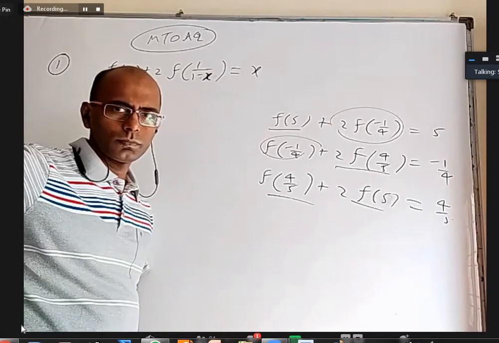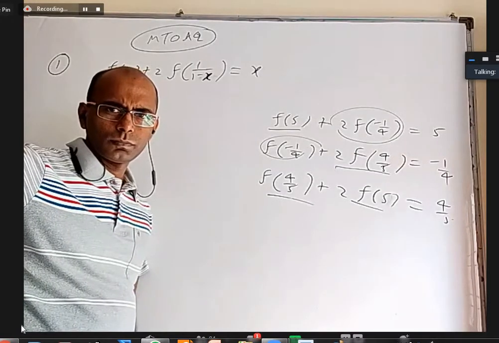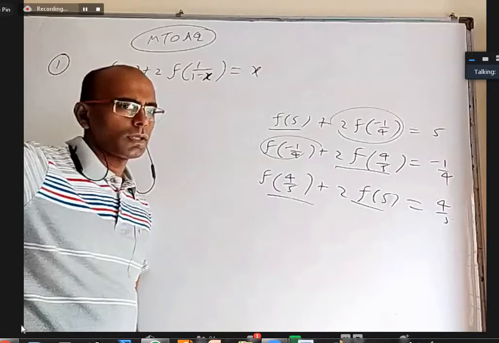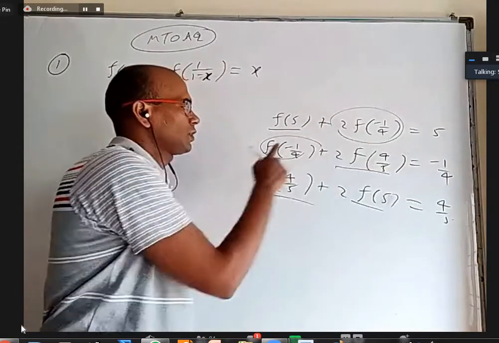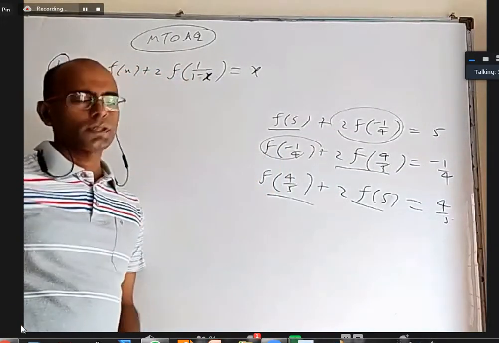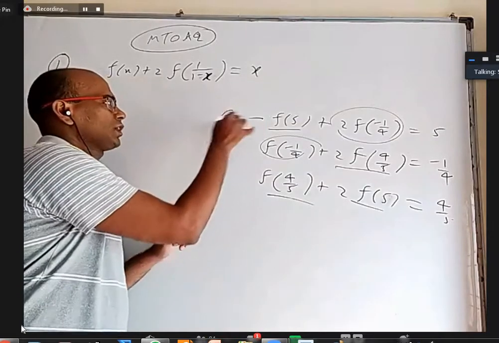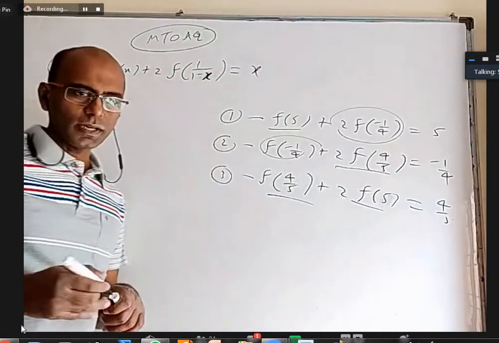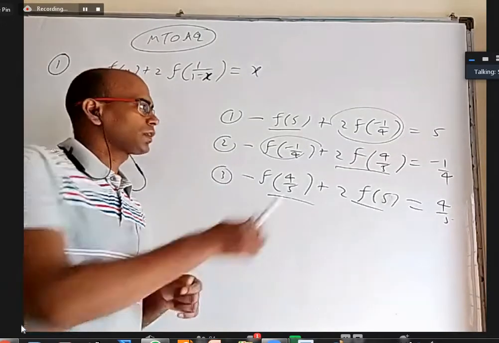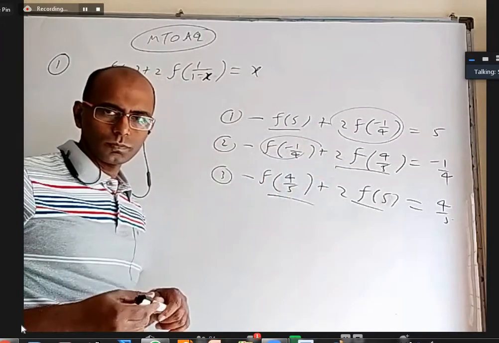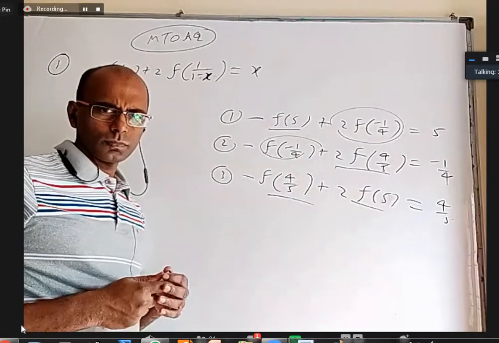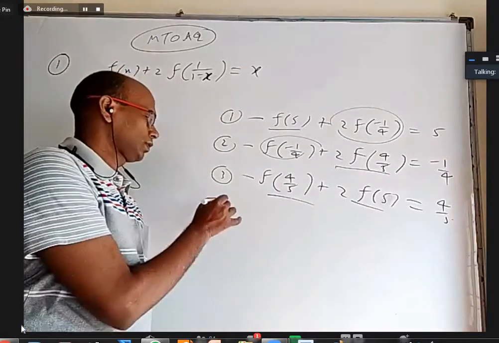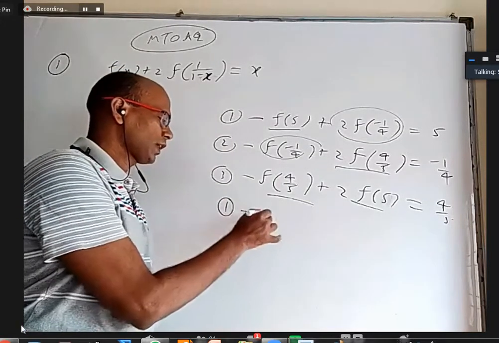Anyone? Here 2 times f(-1/4) is there. Here f(-1/4) is there. That's why I'll call this equation 1, equation 2, and equation 3. Tell me what kind of operation I can do on these equations so that I can eliminate these two. Multiply 2 to the second equation and subtract. Yeah, equation 1 minus 2 times the second equation.